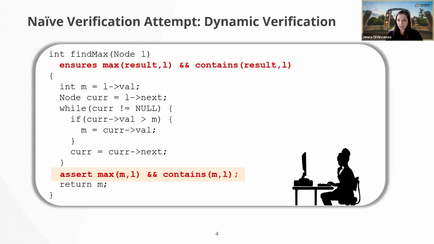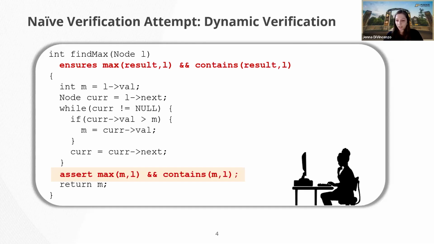So the first thing she'll do is apply a dynamic verification tool to her spec and code. And a dynamic verifier will take that post condition and turn it into a runtime assertion. In this case, it will be at the end of the function because she has a post condition. And so right before the function returns, it will turn these functions into runtime functions and check that the return value m is the maximal element of this list.